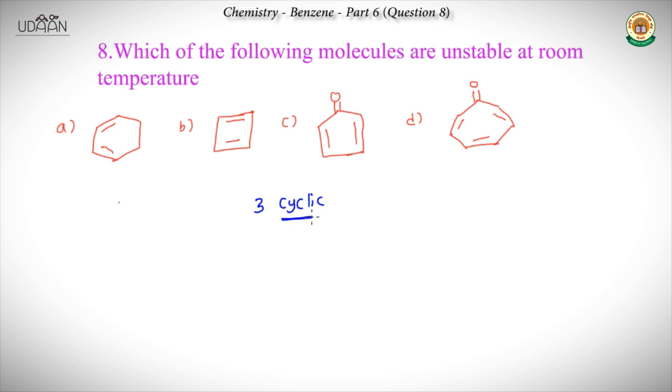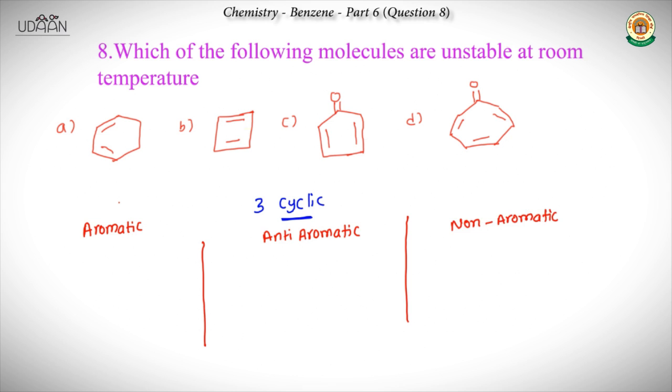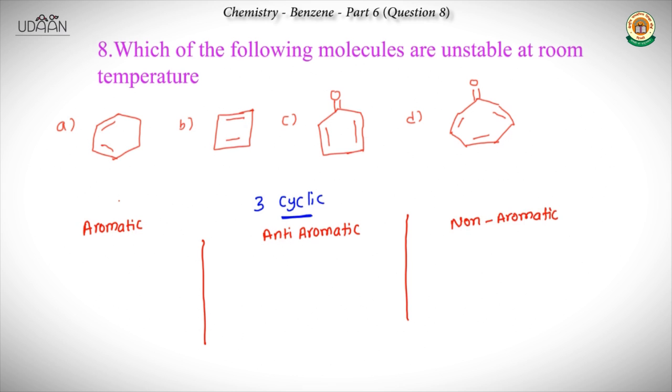Remember, these are cyclic molecules. They come under 3 categories. One is aromatic, second one is anti-aromatic, and the third one is non-aromatic. Now let's look into the characteristics of these compounds.